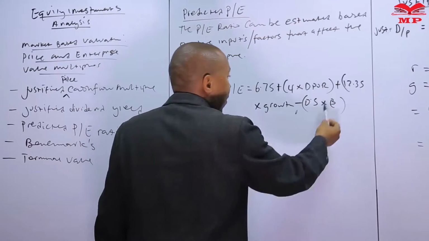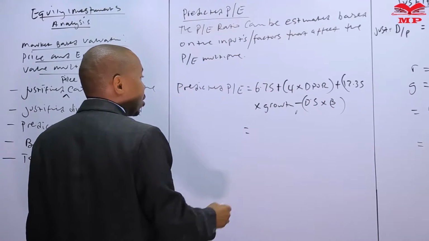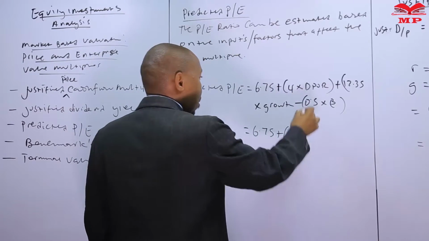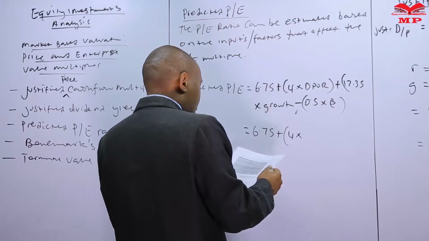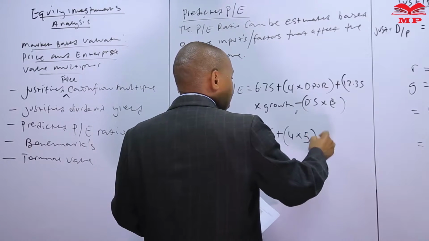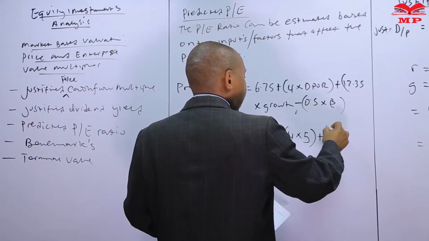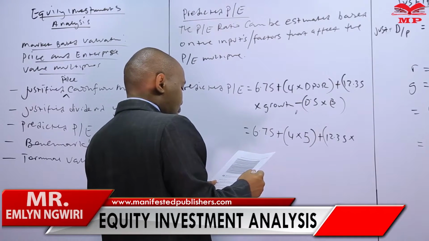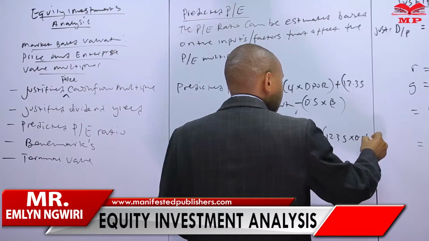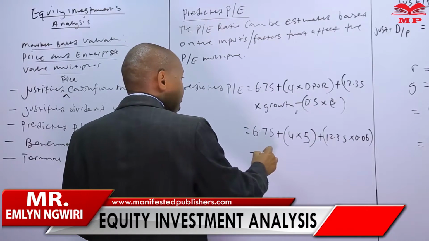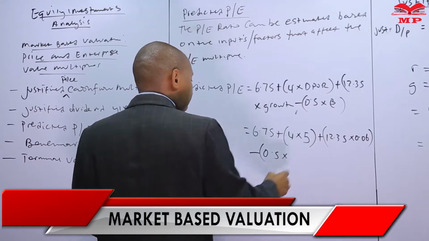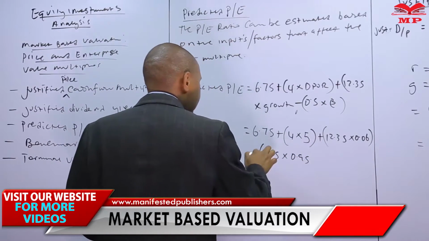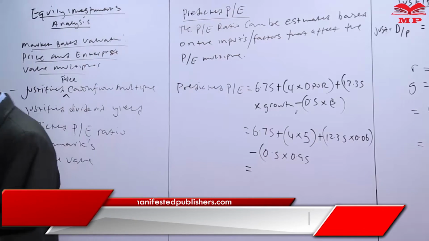So you have the dividend payout ratio there, and we try and identify what is not being provided. So we're saying it is equal to 6.75 plus, open the brackets, 4 multiplied by the dividend payout ratio. We've been given the dividend payout ratio as 5. Then plus 12.35 multiplied by the growth rate. The growth rate given to us is 6%, I can see 0.06 there. Then minus 0.5 multiplied by the beta, and we have 0.95. So how much do we get there?